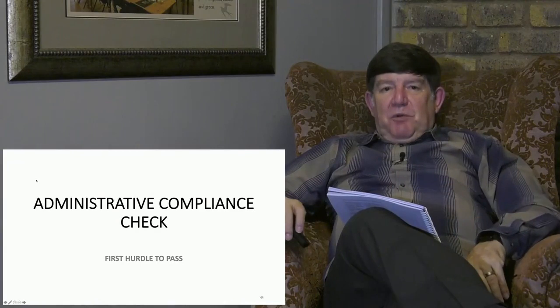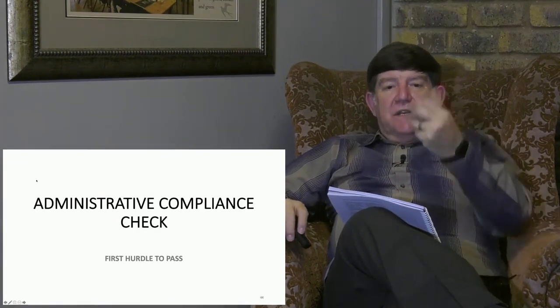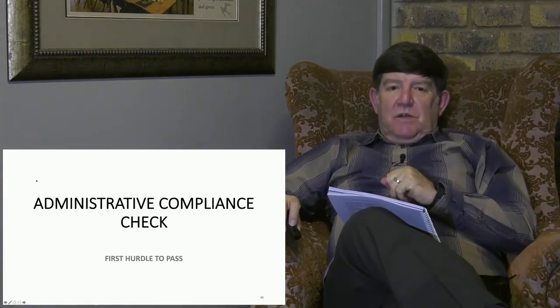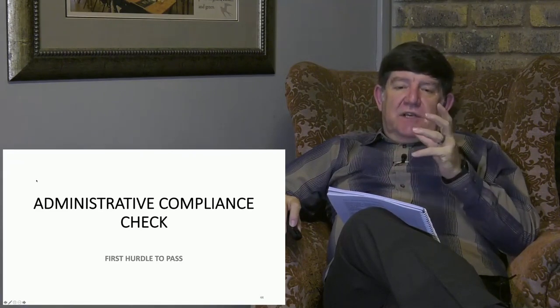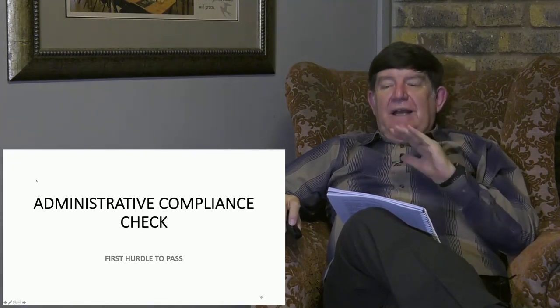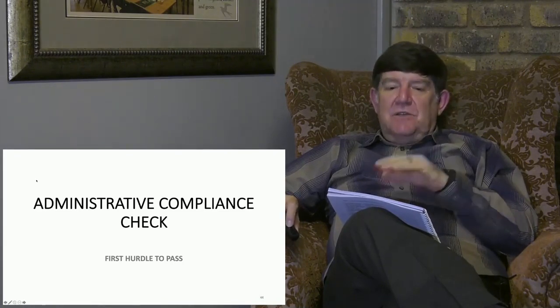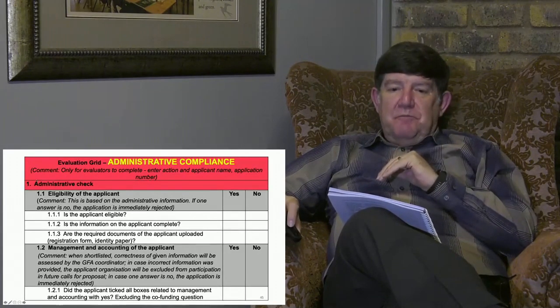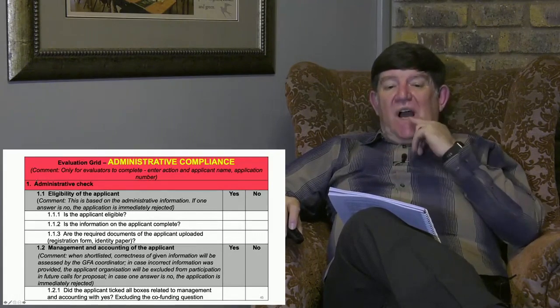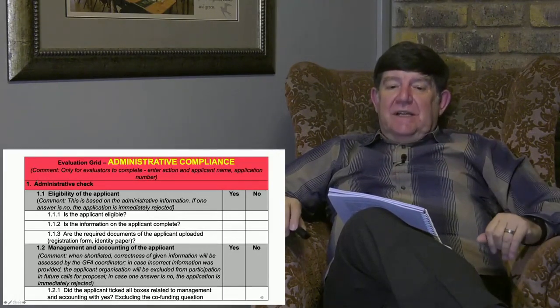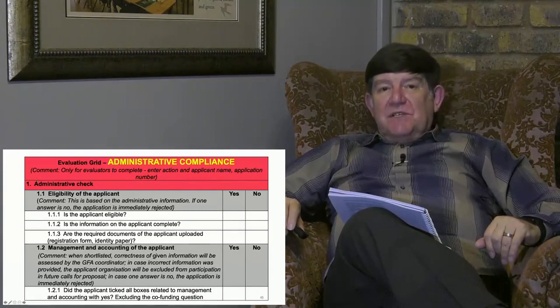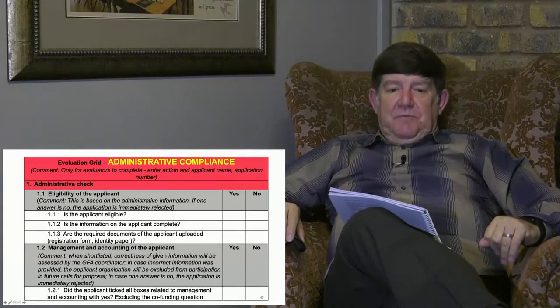Once you've submitted your application, it's received by the implementing organization, GFA Consulting, and first of all, we'll conduct an administrative compliance check. This is your first hurdle to pass. If you look in your guidelines, you'll find an evaluation grid. The first page is the administrative compliance grid.